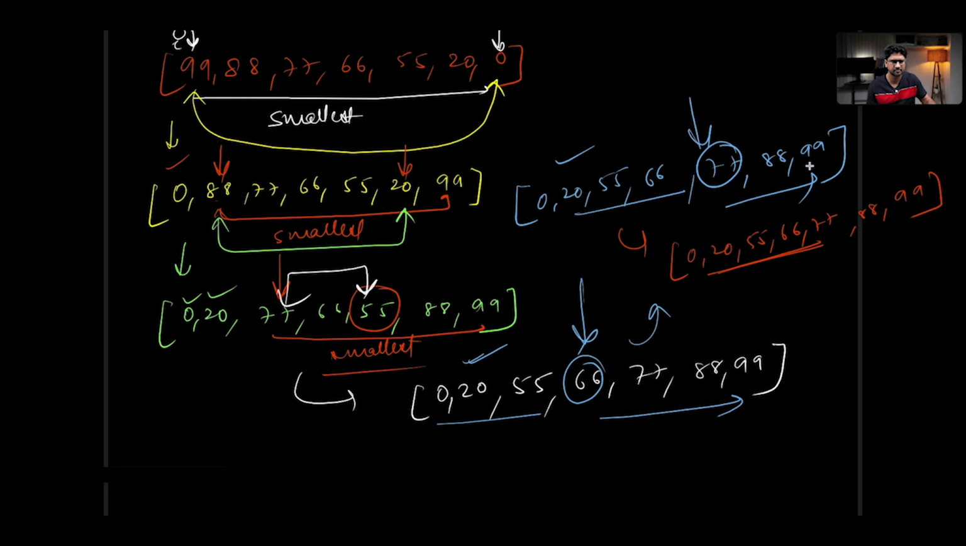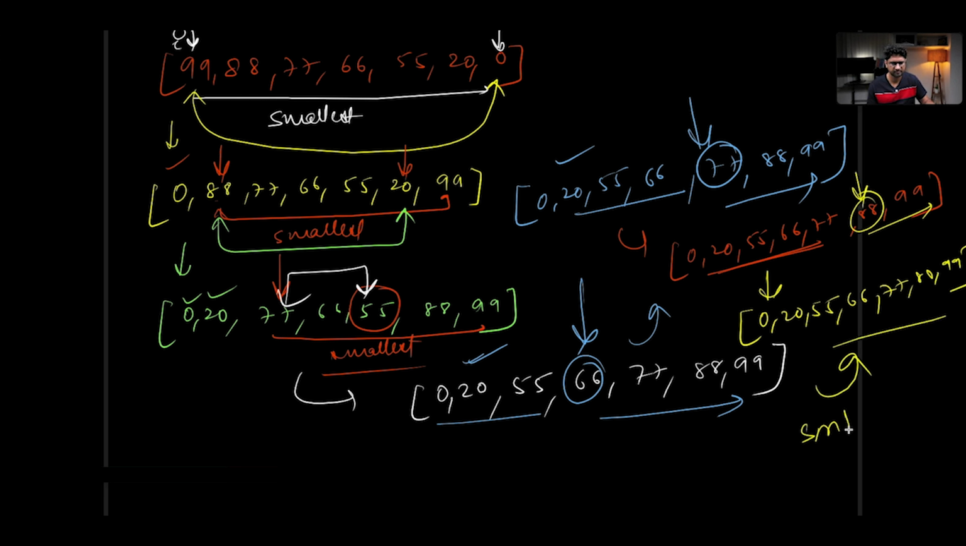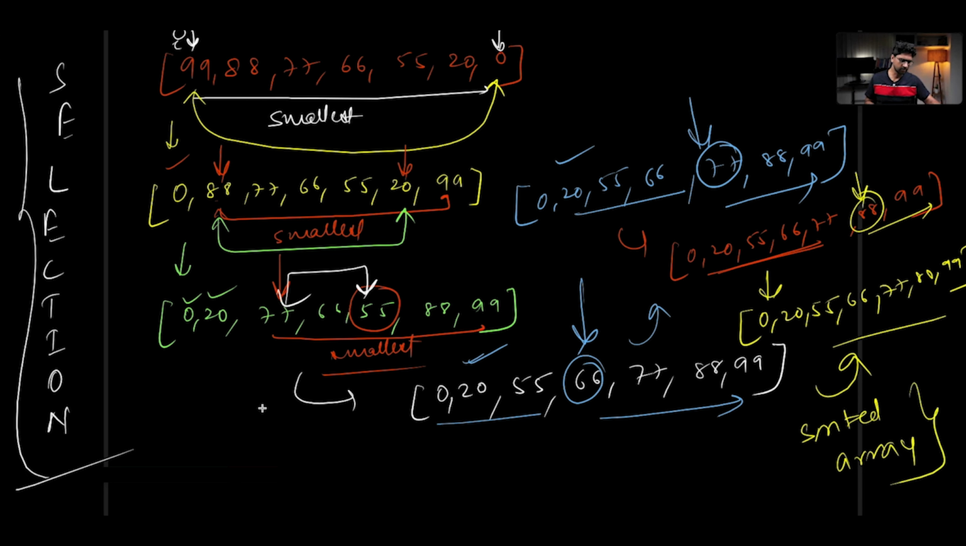I stand here. From this I go and find the smallest element. 88 is the smallest element, does not do anything, and then it finally becomes 0, 20, 55, 66, 77, 88, 99, and this is my sorted array. Perfect. So now quickly let's move to our code and see how we can write the logic for this.